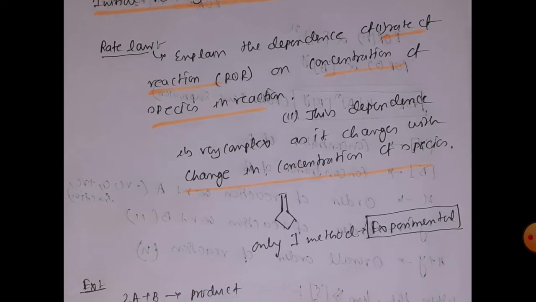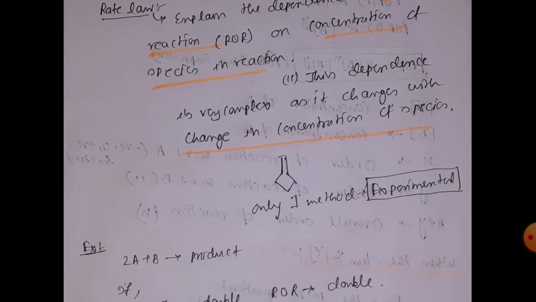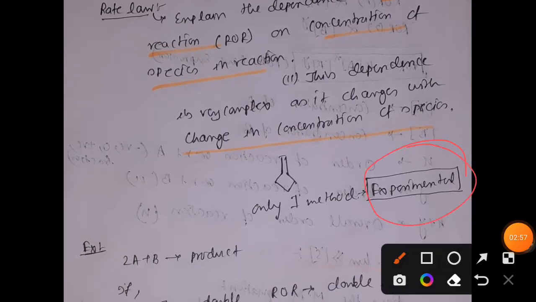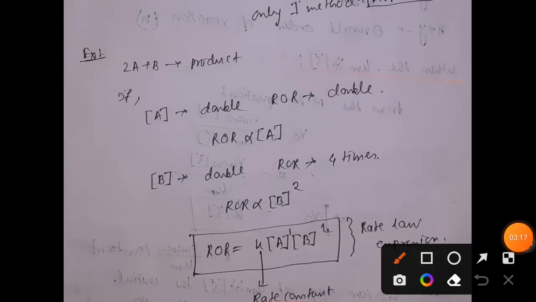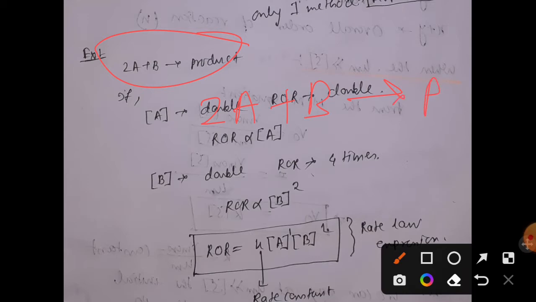Now the question comes, how can we determine that kind of relation? There is one and only method, that is by experiment. That means we have to perform experiments, and on the basis of the results of those experiments we can tell how the rate of the reaction depends on the concentration of the reaction species. For example, let's say there is a reaction going on, 2A plus B, the two reactants that ultimately give us the product.